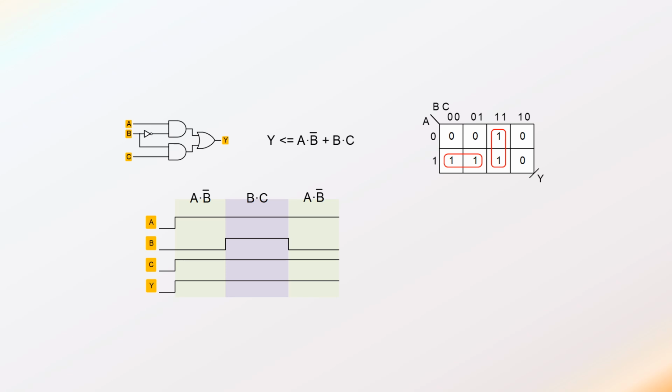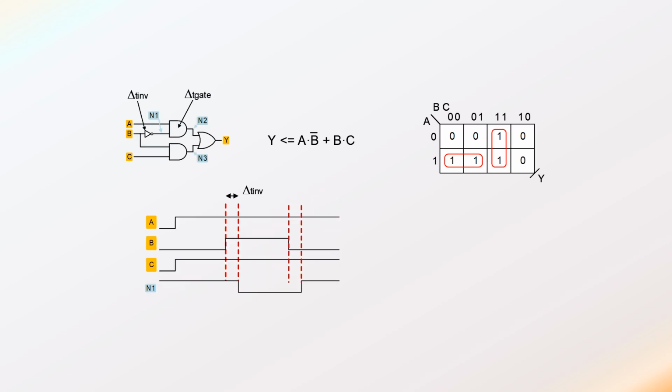And so again, the green areas in the timing diagram would be the left loop in the K-map. And the purple area would result from the term B and C, and that's the vertical loop in the K-map. Okay, so that's without any time included.